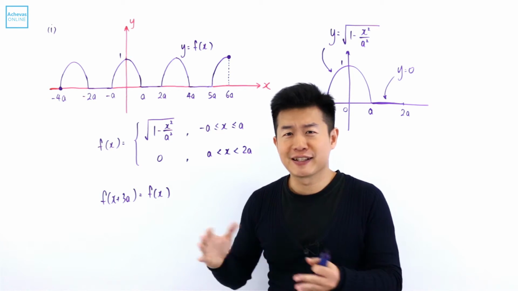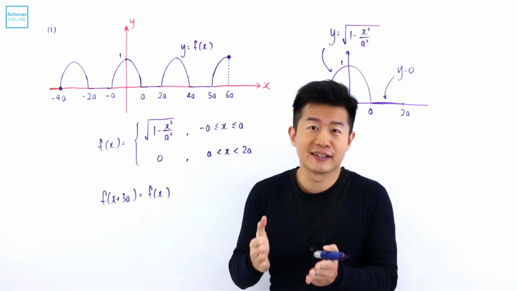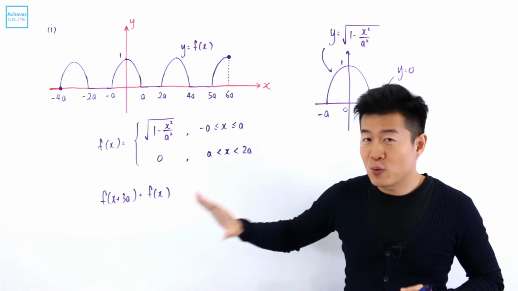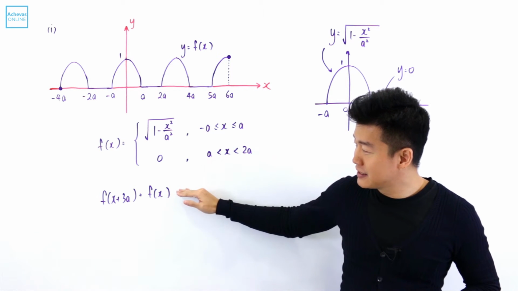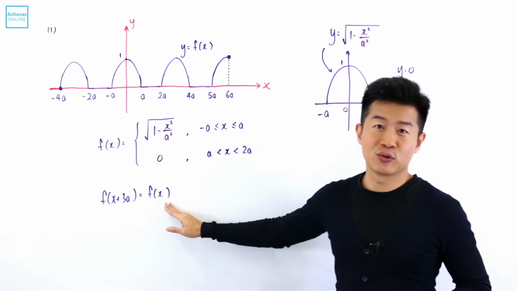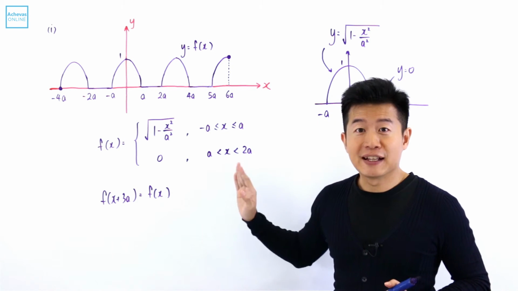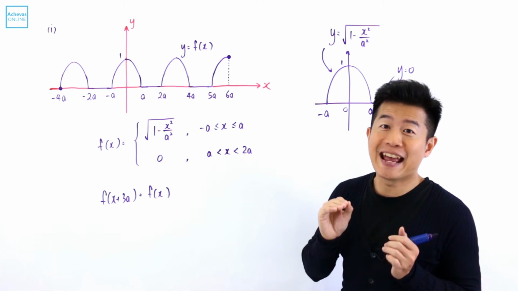A periodic function is something like sine. For example, sin(x + 2π) is the same as sin x, and that is what we have learned in secondary school. Why is that so? Because 2π is the period. So looking at this, every time x is increased by 3a, it goes back to f(x). That is why this function has a period of 3a.